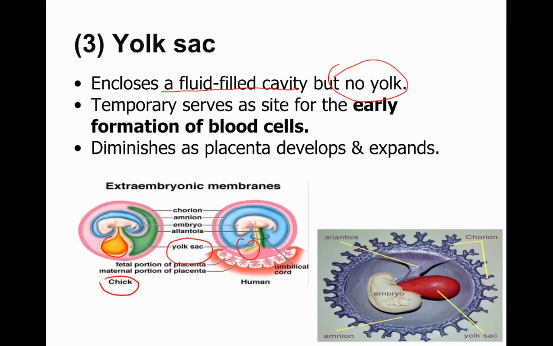So, yolk sac serves as temporary site for early formation of blood cells before the bone marrow develops, right? So, sel darah semua dihasilkan dekat yolk sac, right? And yolk sac will diminish as placenta develops and expands. Okay, so apabila placenta dah makin membesar, okay, uri itu dah makin membesar, right? Then yolk sac will diminish.